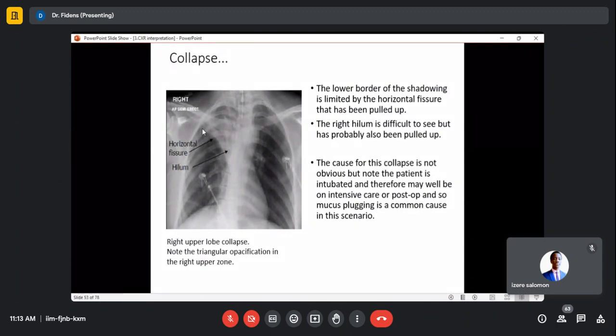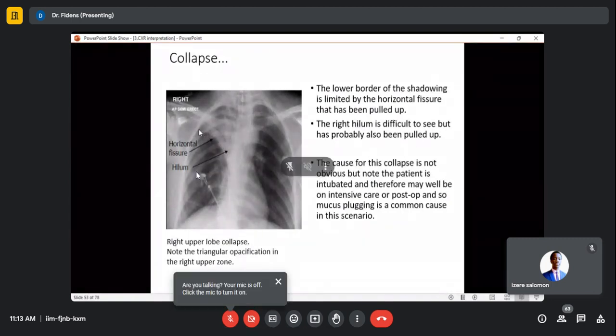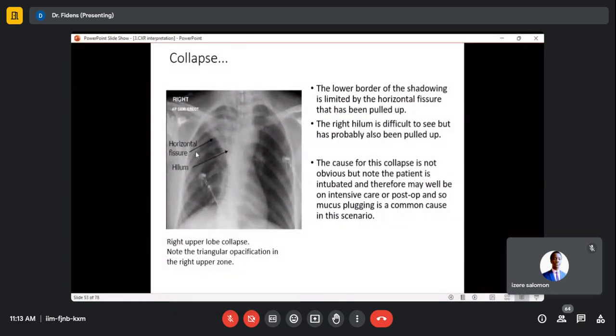I can even see the endotracheal tube. Maybe this endotracheal tube has gone far from where it was supposed to reach. So for me, most likely, this is right lower lobe collapse because it is pulling on the horizontal fissure. There is an opacity, but it's pulling on the horizontal fissure. Any question? Yes, lecturer.